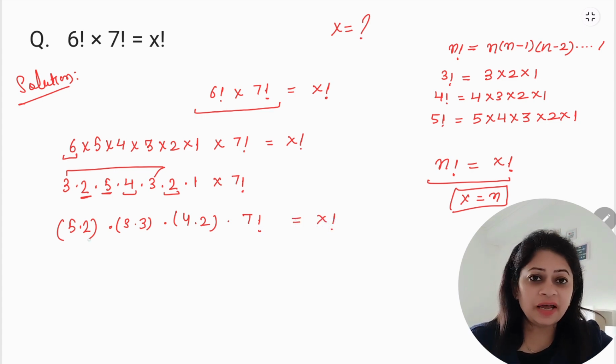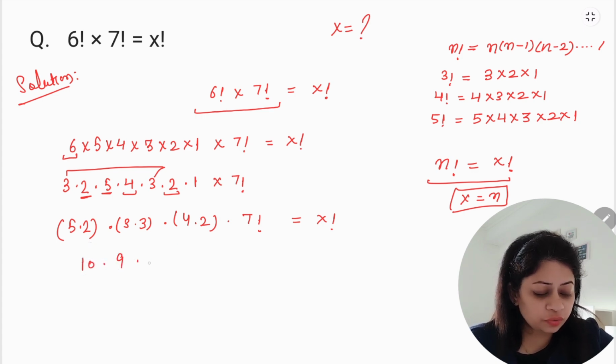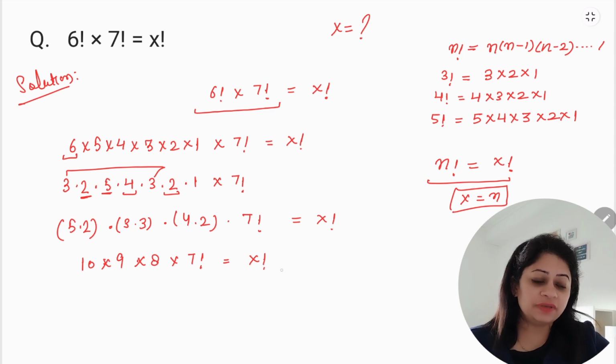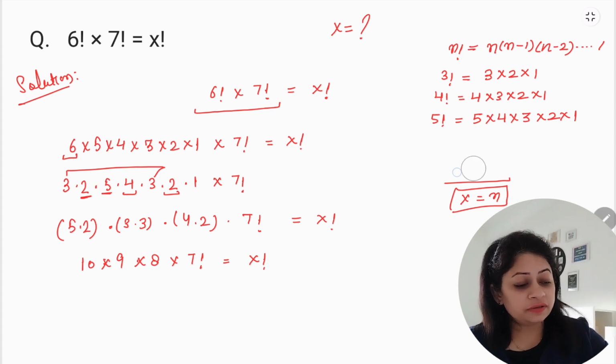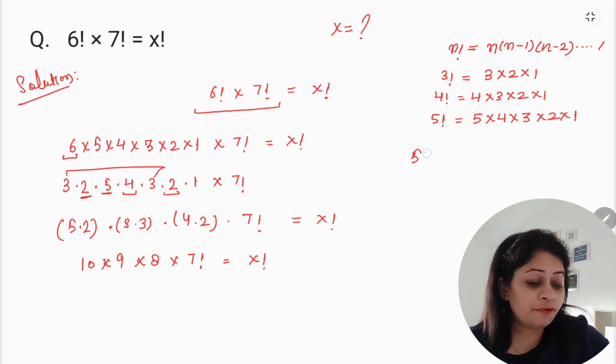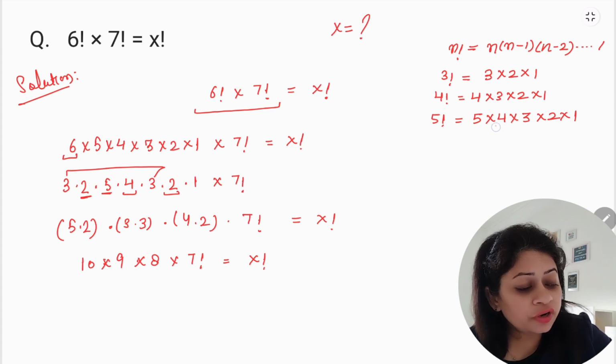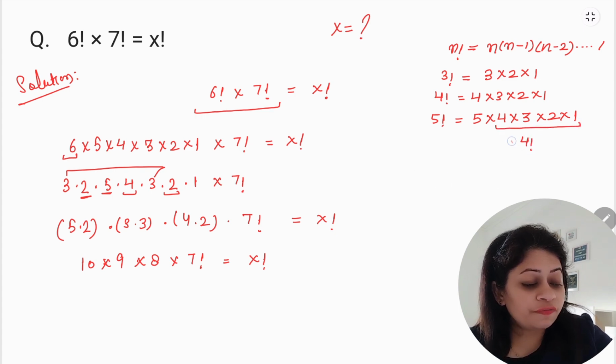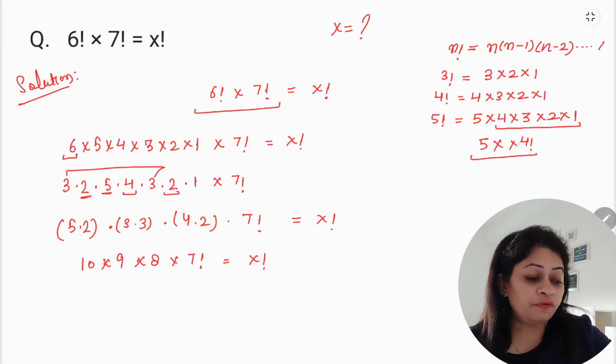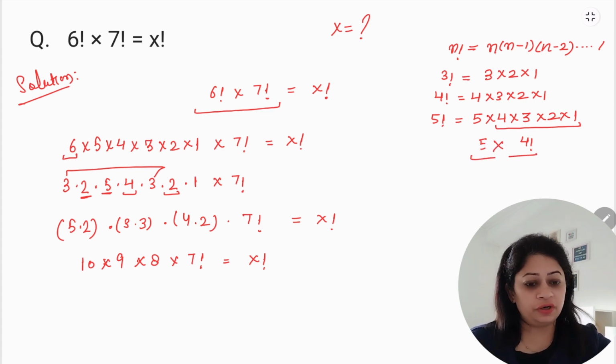Okay, what is 5 times 2? 5 times 2 is 10, right? 3 times 3 is 9, 4 times 2 is 8, I can write cross as well, times 7 factorial. And 7 factorial we know that is equal to 7 times 6 times 5 times 4 and so on. Okay, like that. So I will tell you one more rule as well. If you get 5 times 4 factorial, that is actually equal to 5 factorial only. Right? How? Because 4, 3, 2, 1 is what? 4 factorial. So 5 factorial can be written as 5 times 4 factorial.